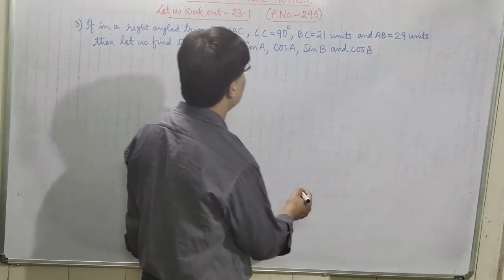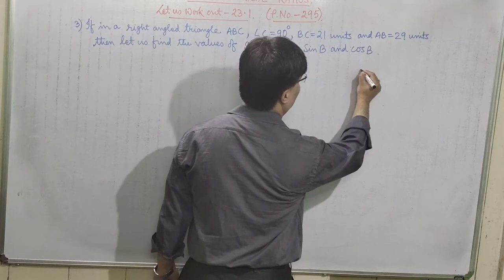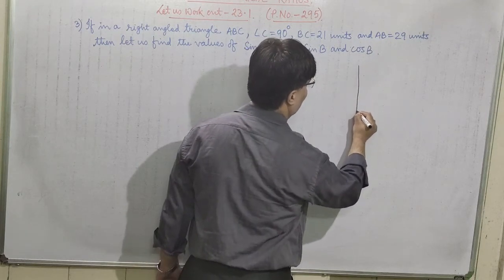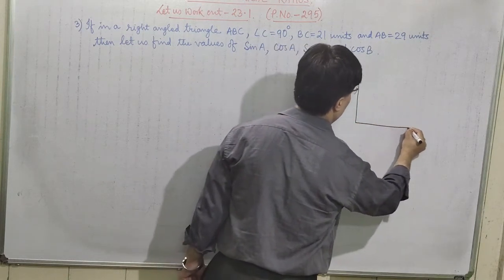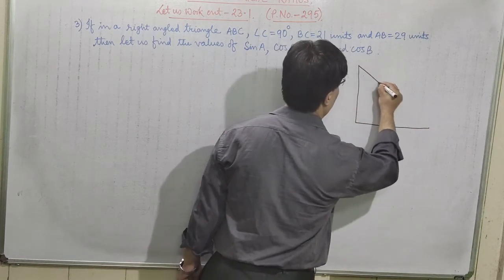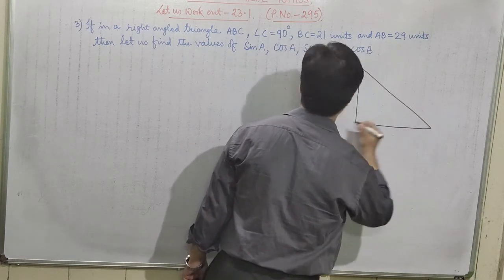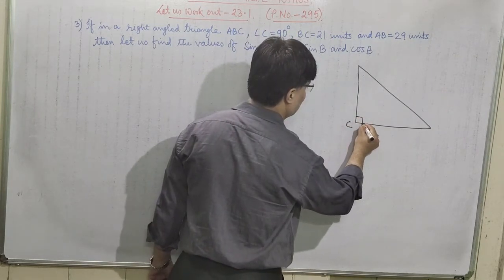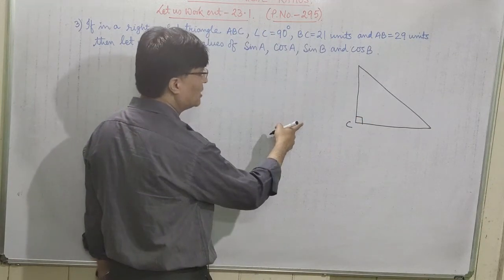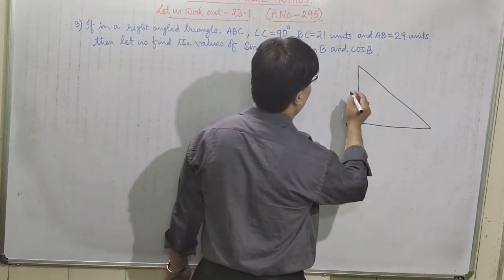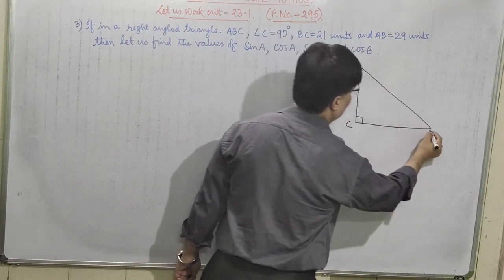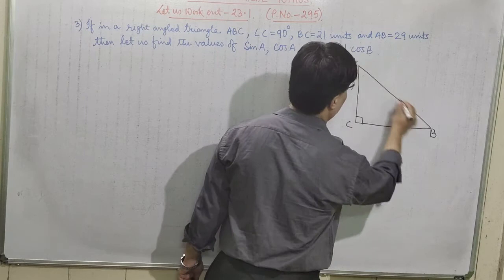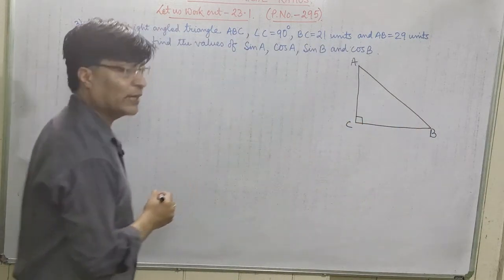Okay. So let us draw the figure here. There is a right angle triangle ABC, right? Your angle C is 90 degrees. So this is your 90 degree. So angle C is equal to 90 degree. And now this is A and this is B. This is your ABC.